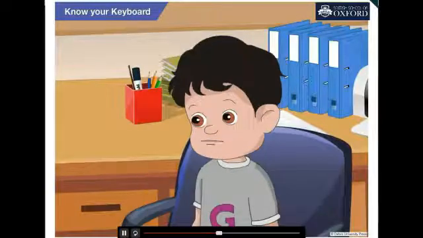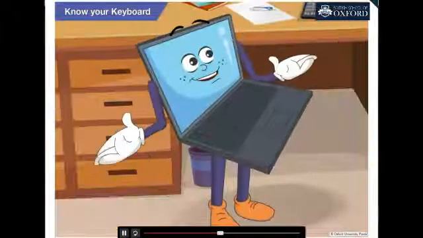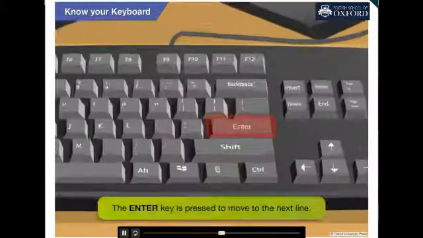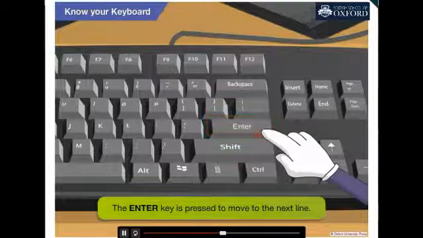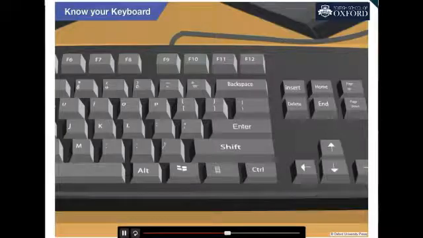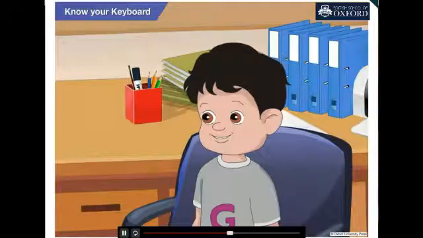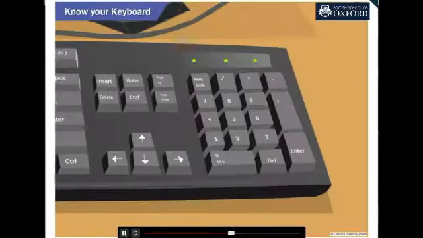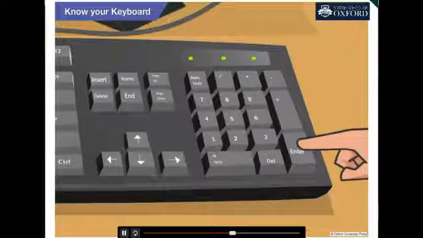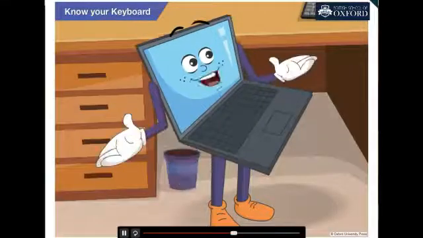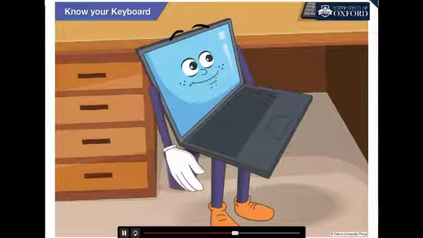Toggle, how can I move to the next line? Good question. To go to the next line, you need to press the Enter key. The wide key you see on the right in the second row of the alphabet letter keys is the Enter key. So this is the Enter key. But there is another Enter key on the right side of the keyboard, but its shape is different. Yes, there are two Enter keys on a keyboard. Both are meant for the same purpose.